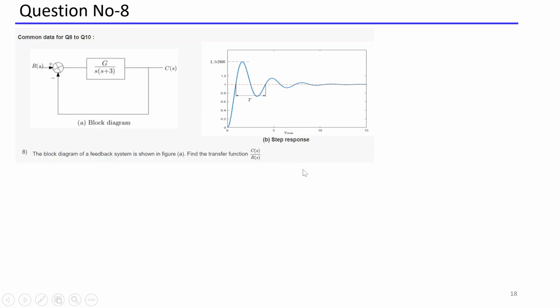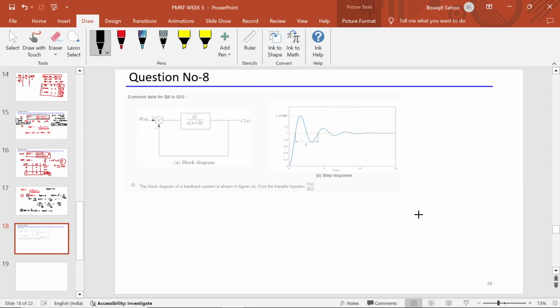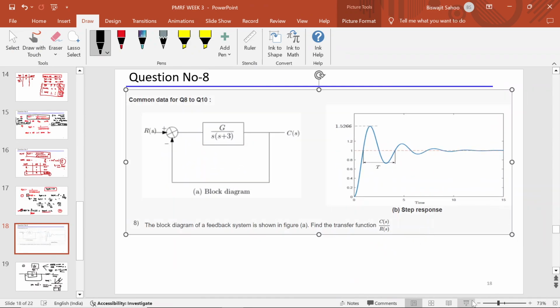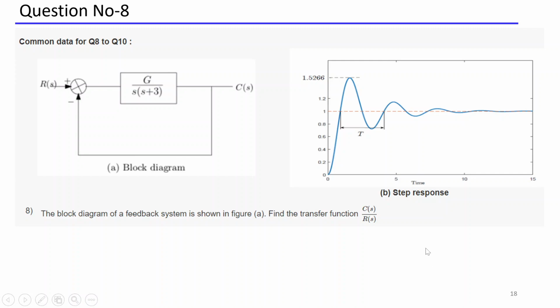Now we can solve this question. This is also a second order system, sir, because s into s plus 2 zeta omega n is given. Now I think you can solve this question. No problem.